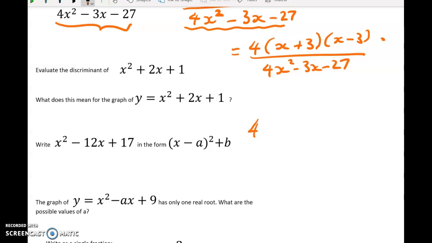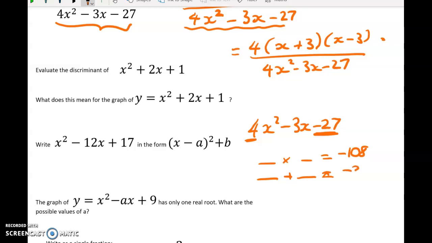Right, so 4x squared minus 3x minus 27. So 4 times negative 27 is negative 108. And the middle number is negative 3. So I want those two numbers that have got a gap of negative 3 and times to negative 108. So if you know your tables well, it's going to be something to do with 9 and 12.